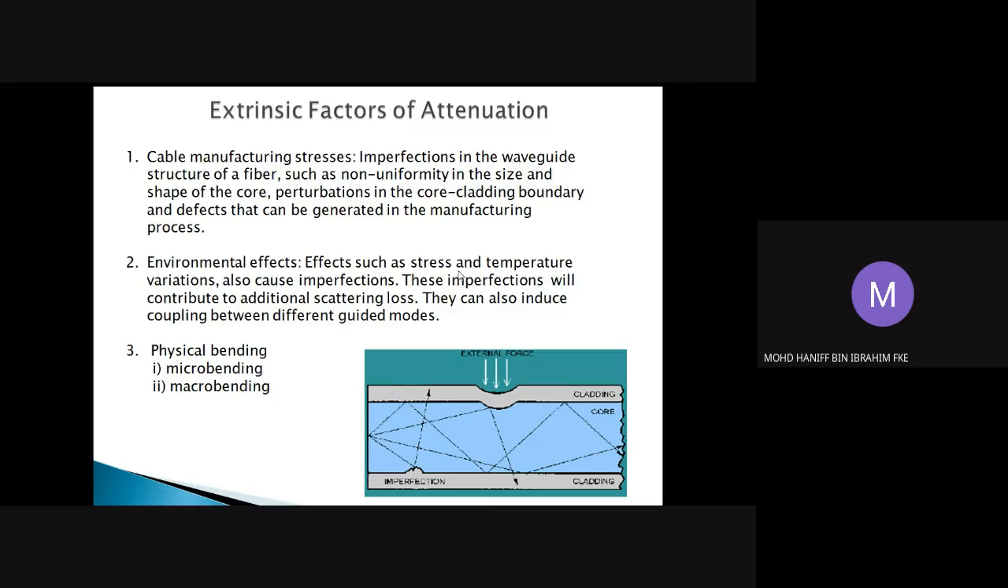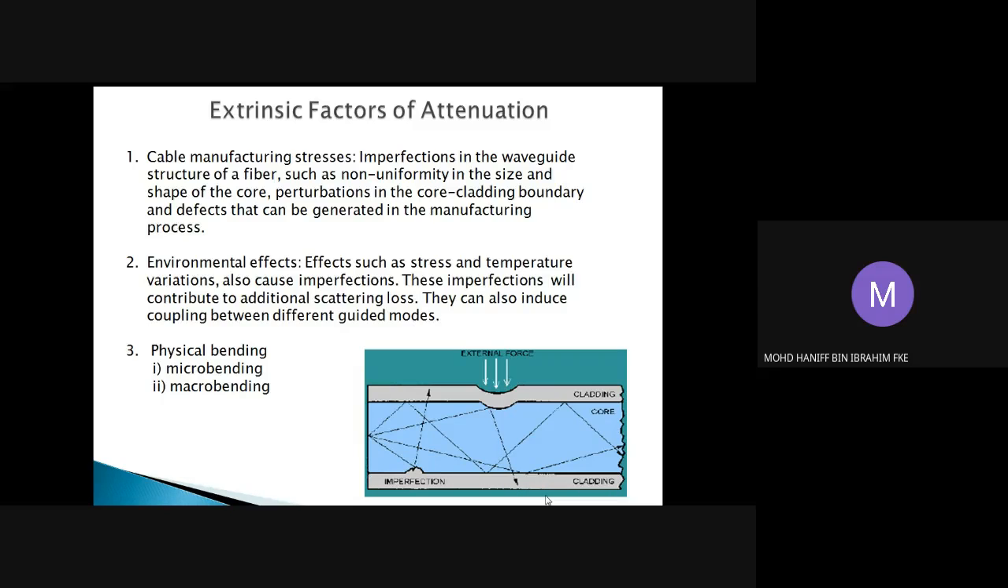The second one is the environmental effects such as temperature variation and stresses. All of these will produce attenuation, because as we can see from this diagram, stress due to external forces on the fiber optics will incur a disturbance on this boundary. From this disturbance, the light which is propagating in the core will then be radiated into the cladding. So radiation of modes in the cladding will incur loss.